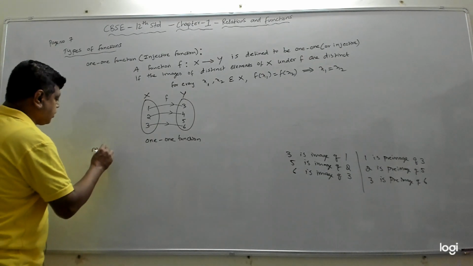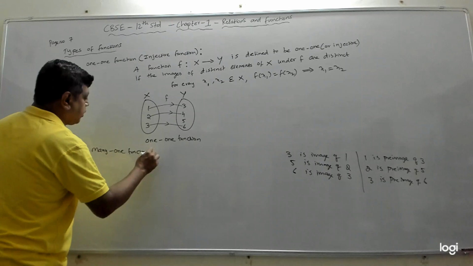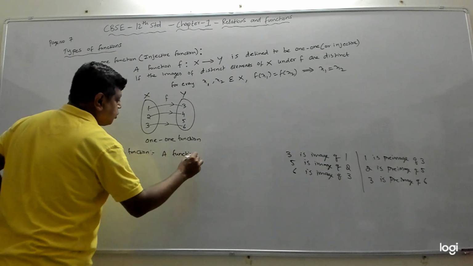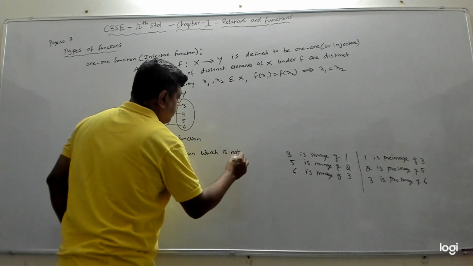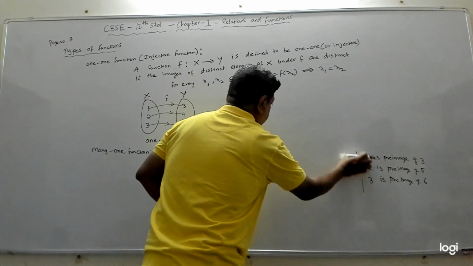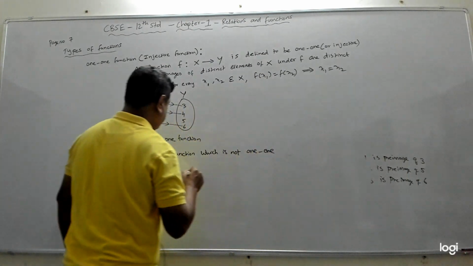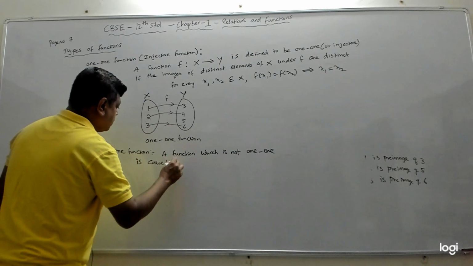What is a many-to-one function? By definition, a function which is not one-to-one is called a many-to-one function.